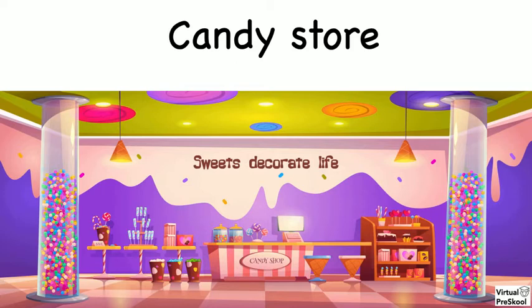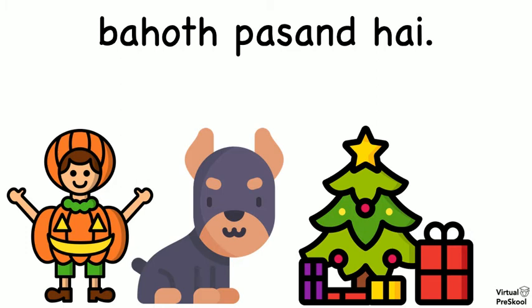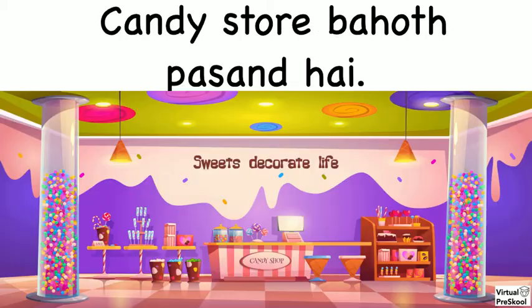Let's do another one. Candy store. And again, we're just going to say candy store. Okay? So how would we say really like candy store? What was the phrase? Say it out loud. What was the phrase for really like? Bahut pasand hai. So now put it together to say really like the candy store. Candy store bahut pasand hai.